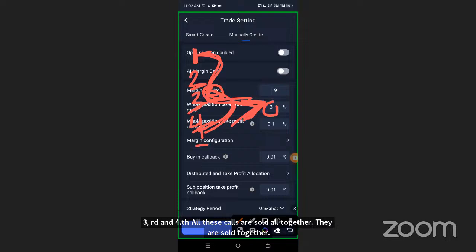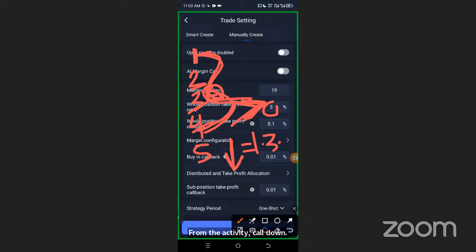Now, from the fifth call down, they are sold at 1.3%. That means you are going to keep on making profit as the market is going down. As the market is going down, the robot is buying the margin calls. Then as it is coming back, the robot is selling at 1.3%, 1.3%, 1.3%, 1.3%. So you will keep on getting what we call sub sales.